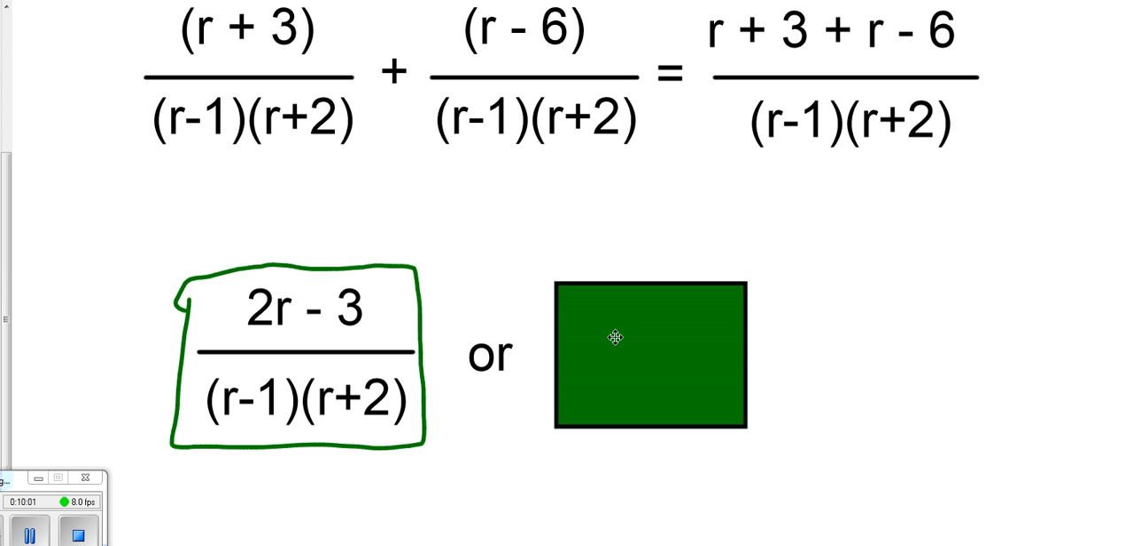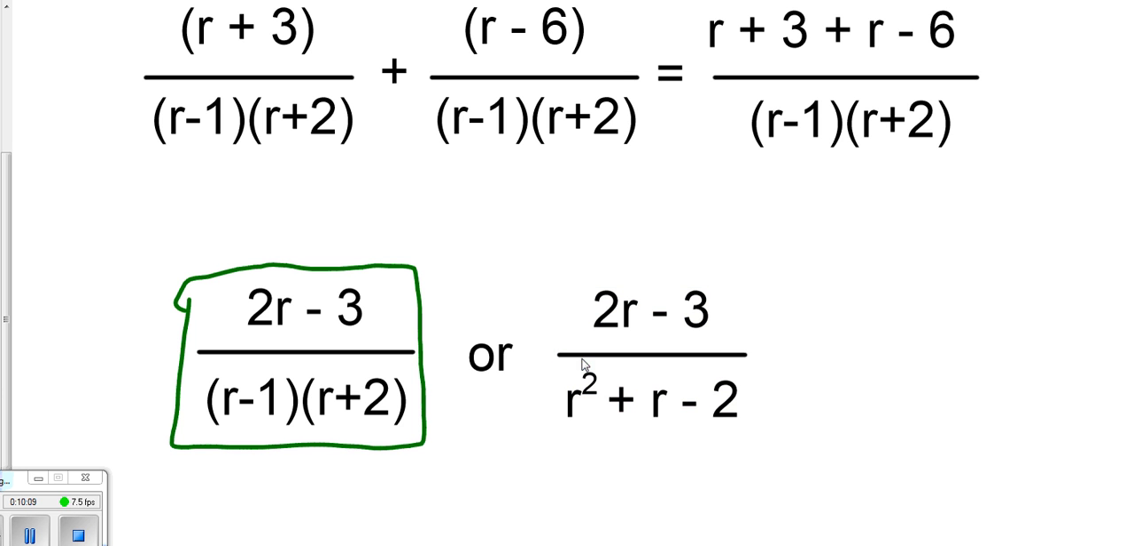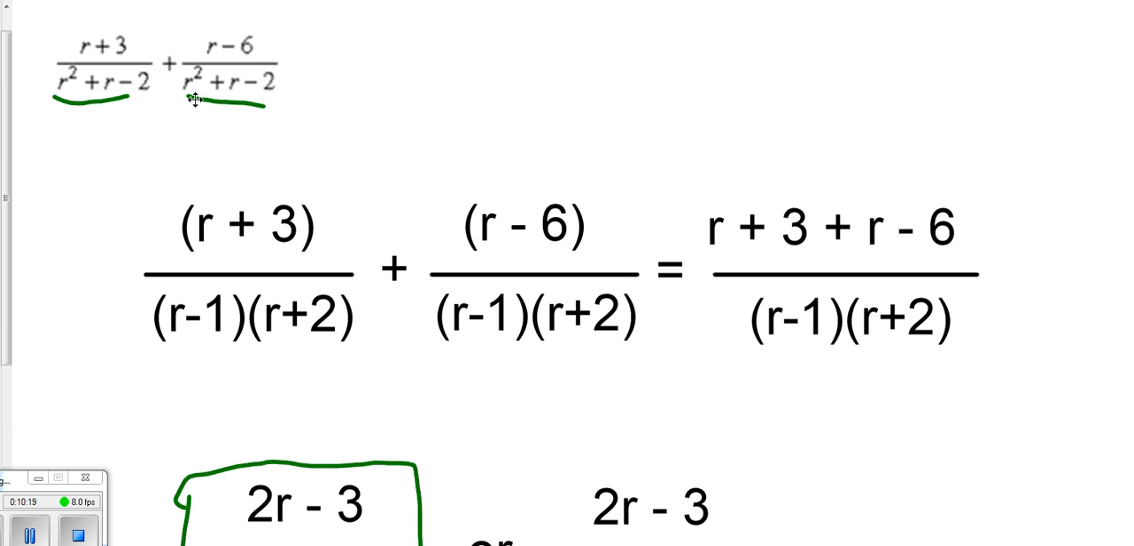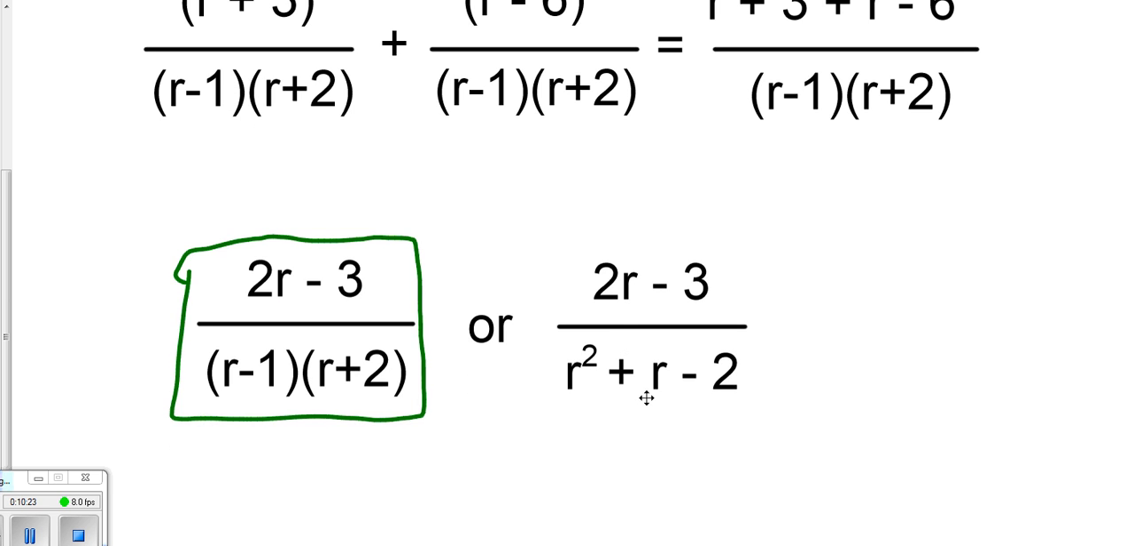You can also, especially if the question asks you to, expand everything. When I say expand, I mean actually FOIL everything out. So this would be your expanded final version. The 2r minus 3 stays on top. That's still our numerator. But r minus 1 times r plus 2, that just goes back to the beginning. What was our common denominator from the beginning? R squared plus r minus 2.